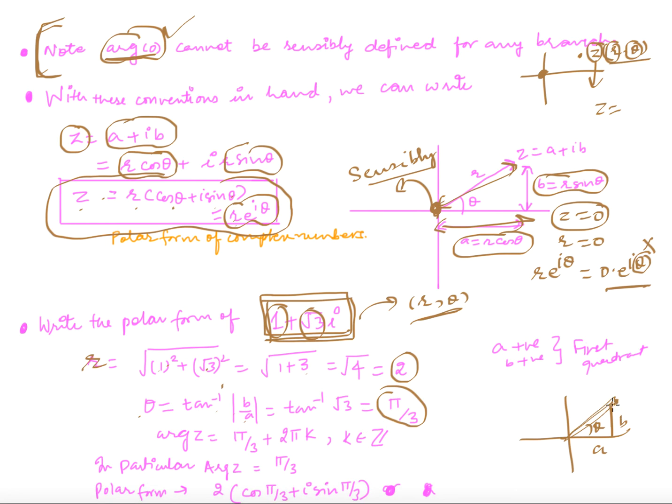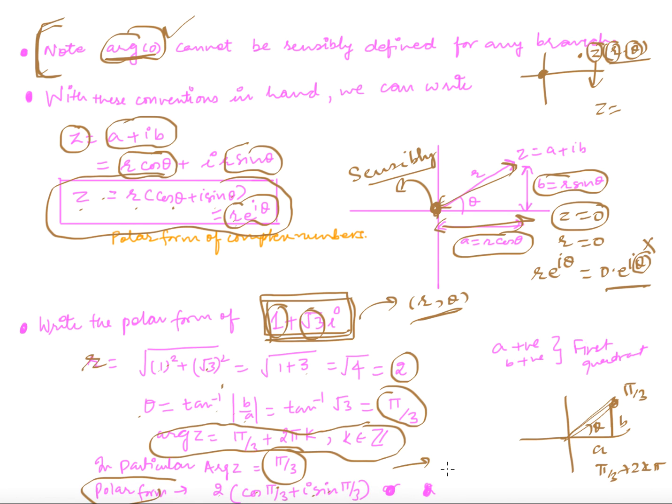But we know that if pi by 3 is an argument, then pi by 3 plus 2k pi, where k is an integer, will also be an argument. But if we want to stick to the principal argument, then it will be pi by 3. So our polar form is 2 into cos of pi by 3 plus iota sine of pi by 3. You can write it as 2 e raised to iota pi by 3. This is the polar form of this particular complex number, and it is very useful. We will see this. Okay. Thank you so much.